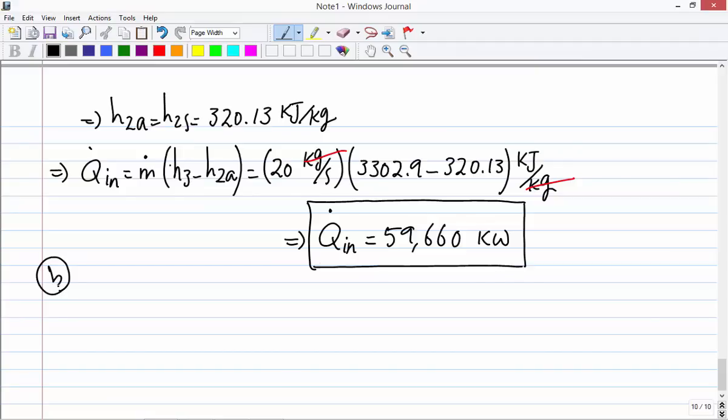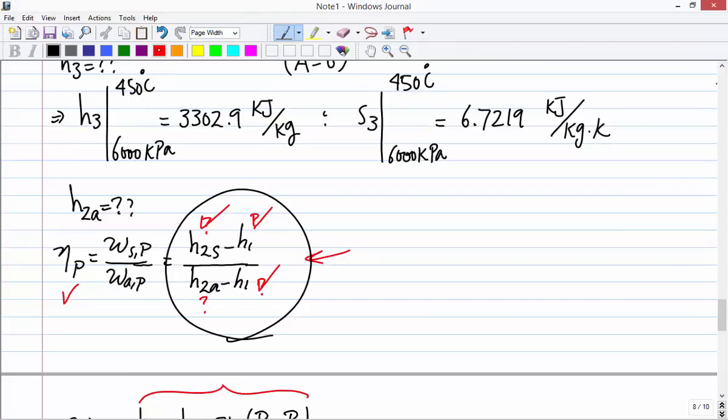So in part B, it asks for how much work in the pump is consumed. And we know that this is equal to this guy times W pump in, right? Okay, here it is asking for this guy. And we know that, right? It's just a difference between enthalpies here, right? We have these guys, and this is 1, so it's easy.